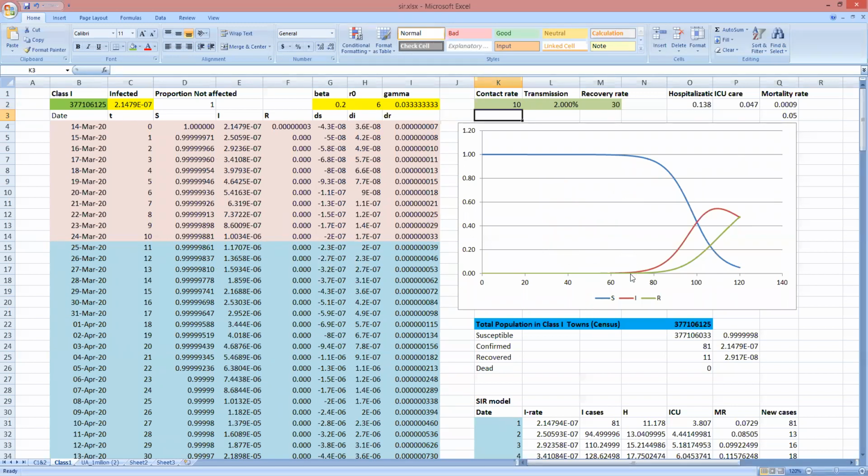What has happened? The entire model gets recalculated. Two things happen. First of all, the disease spread is much, much slower. The peak occurs after almost 4 months, 3.5 months, right? So March 14th, March, 3 months means April, May, June. So this means it will occur towards the end of June.